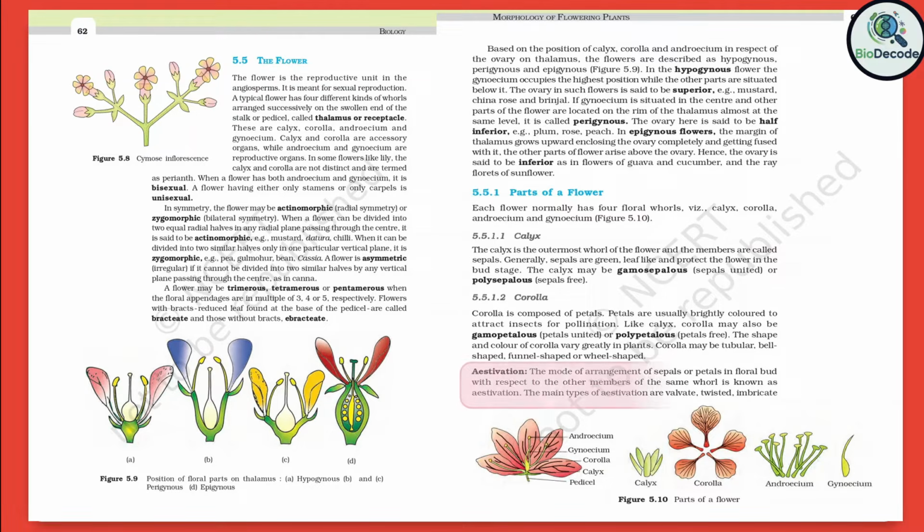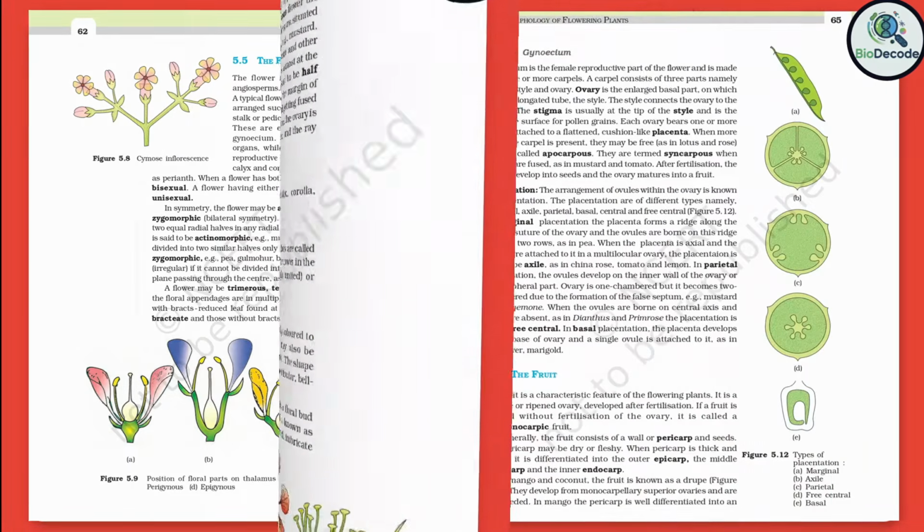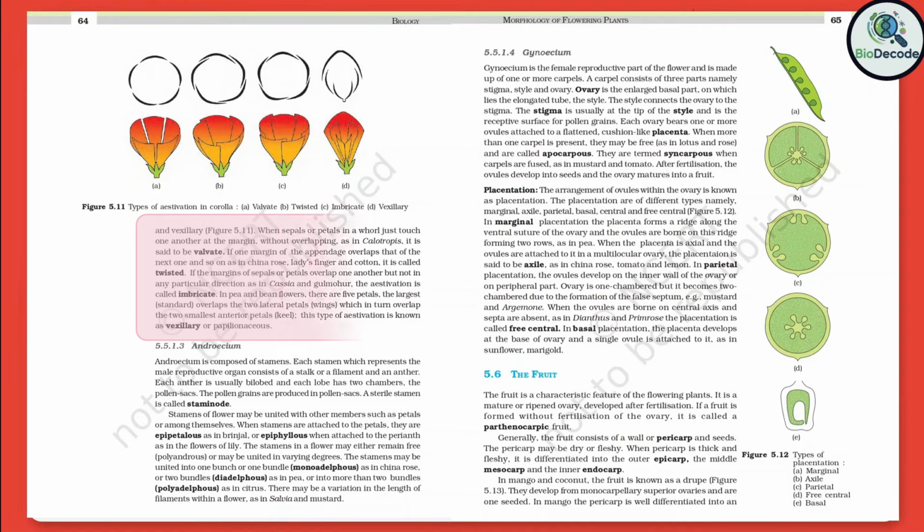Estivation. The mode of arrangement of sepals or petals in floral bud with respect to the other members of the same whorl is known as estivation. The main types of estivation are valvate, twisted, imbricate, and vexillary. Figure 5.11. When sepals or petals in a whorl just touch one another at the margin without overlapping, as in calotropis, it is said to be valvate.